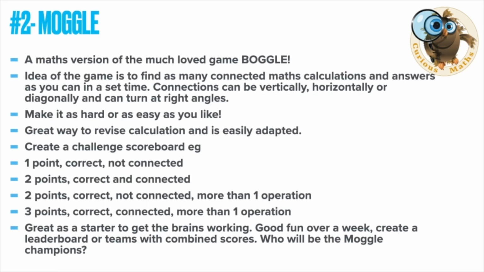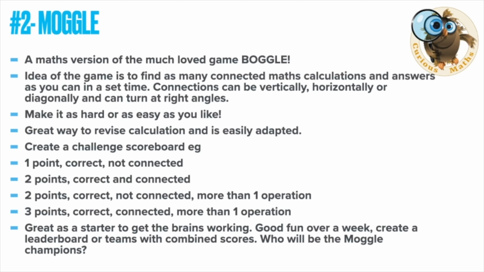Game number 2 is Moggle, a maths version of the game Boggle. So the idea of the game is to find as many connected maths calculations and answers as you can, all within a set time. And connections can be made vertically, horizontally, diagonally. You can allow children to make connections turning at right angles. It's completely up to you. You make it as hard or as easy as you like.